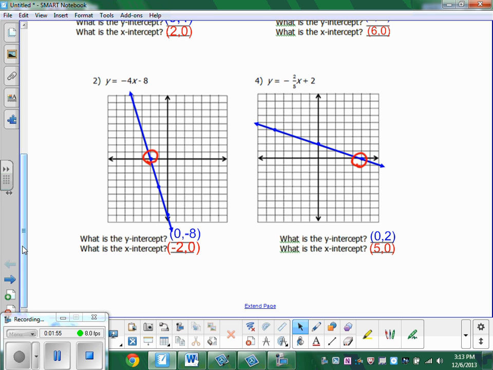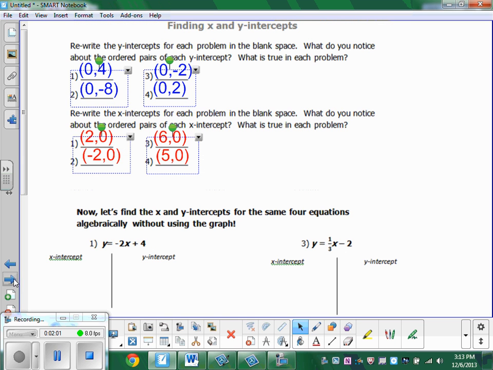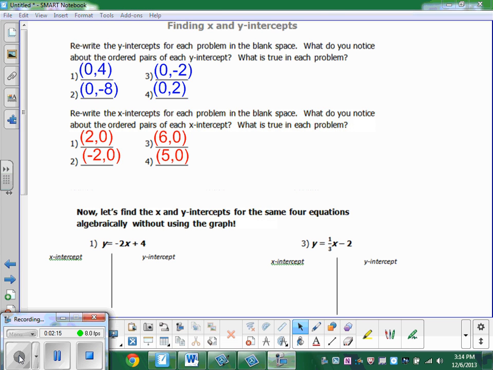Let's take those values, all those coordinate pairs, and examine them much more closely. I want you to take a moment now, pause the video, and examine all of the ordered pairs for the y-intercept. See if you can find a common piece in all of them. At this point, you should have been able to see that in each ordered pair, the x value will equal 0.